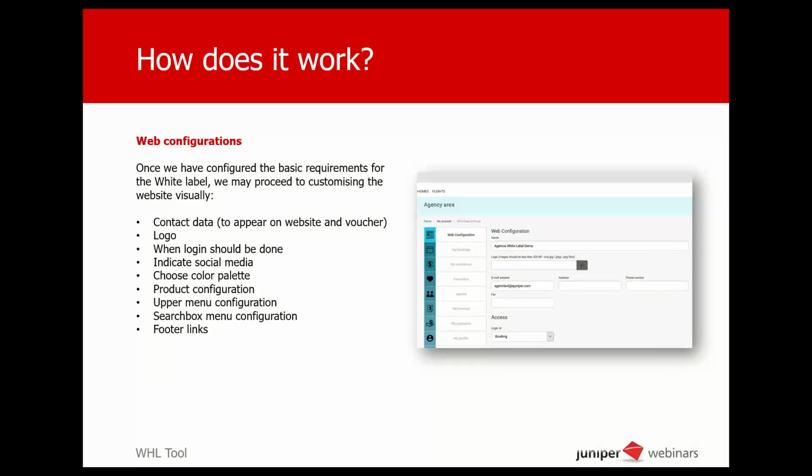And for this latter section, which is the web configuration of the white label, we can see here that we or the agency itself can configure contact data and logo. Note here that the logo as well as the phone number defined will appear in the header of the page.